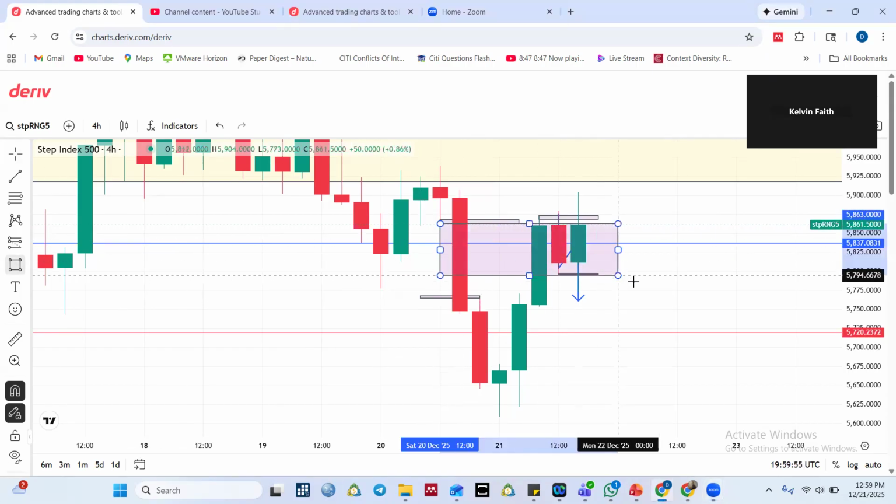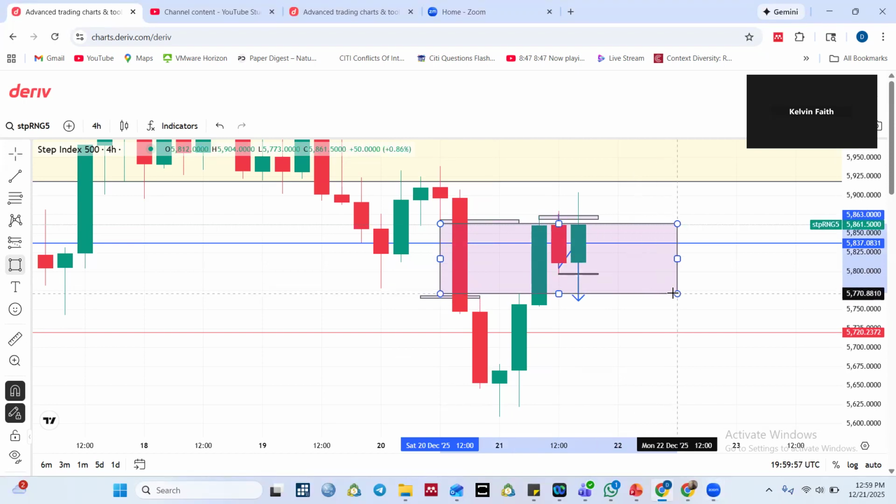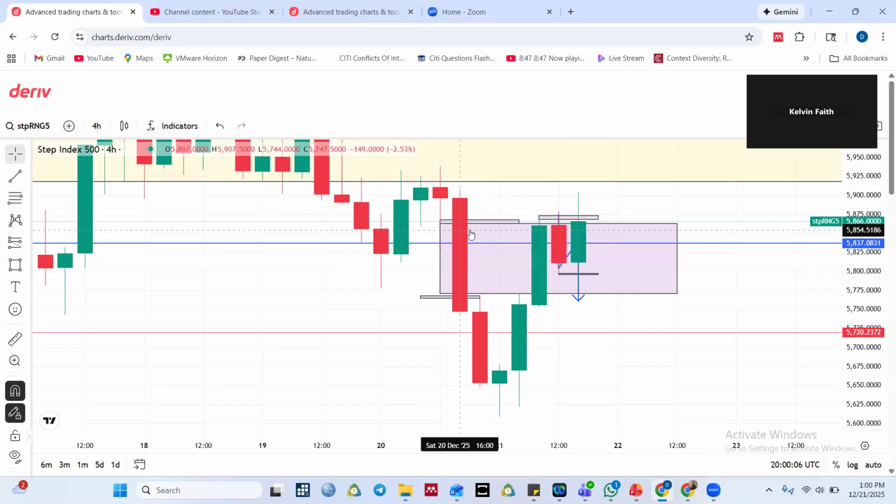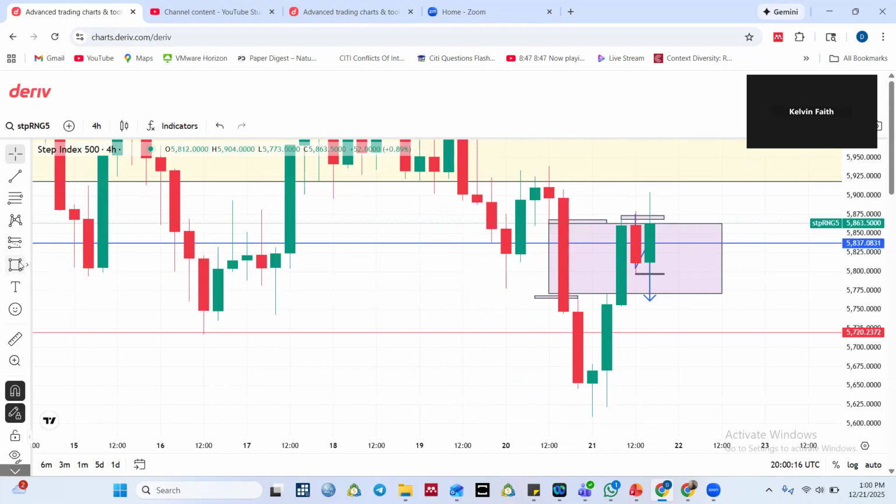value gap. So one, you can see that price went up and it is inside a bearish fair value gap, which means it should sell from here. That is if this bearish fair value gap is going to hold. The other thing is that you see this area.